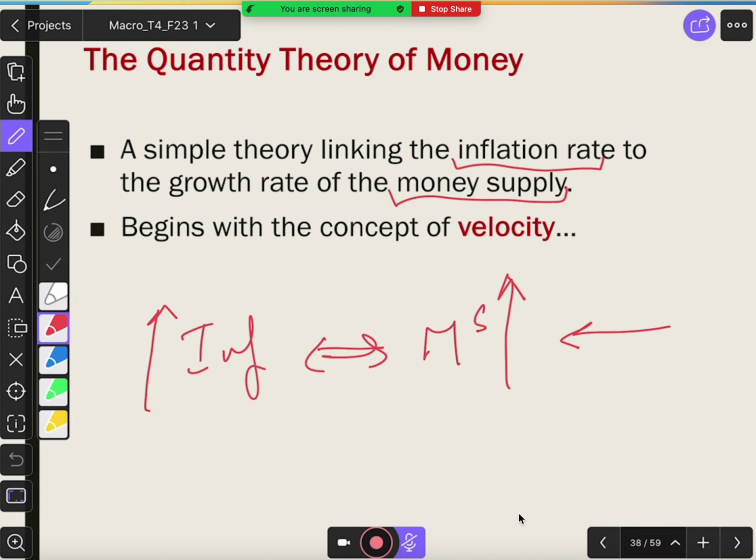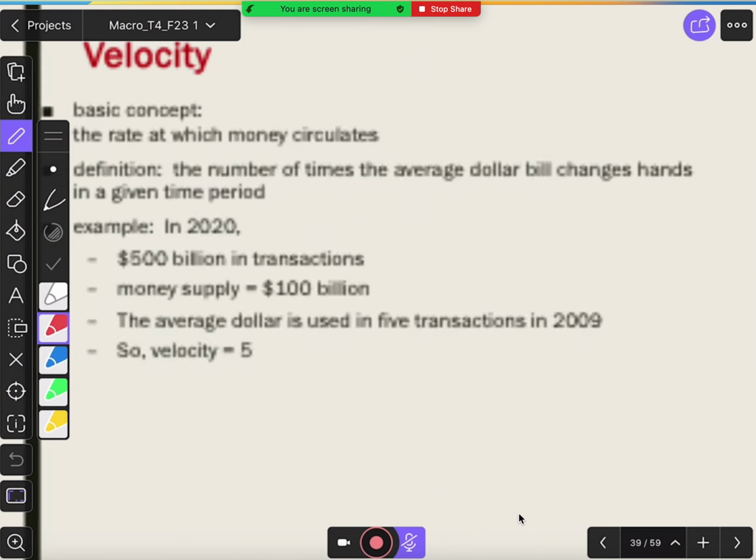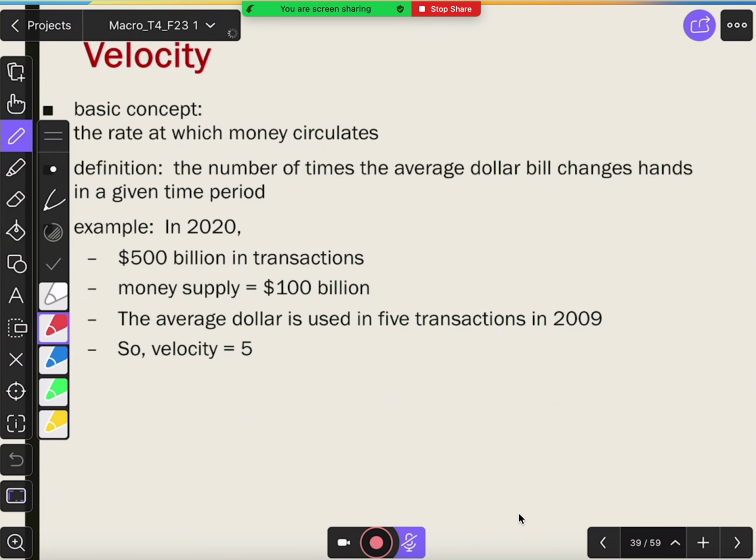Okay, so as we said in the previous video, the quantity theory of money links the changes in prices with the changes in money supply. Okay, so what is velocity? Velocity is simply the number of times a piece of paper circulates in an economy.